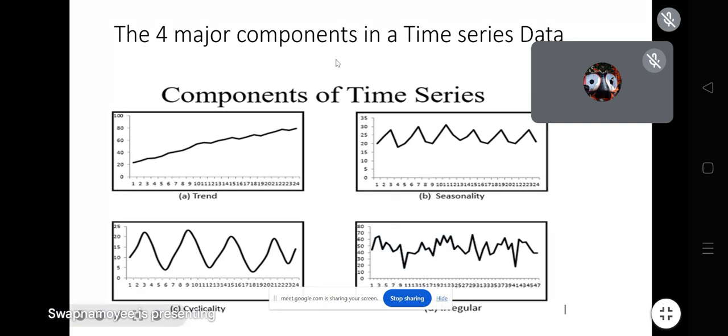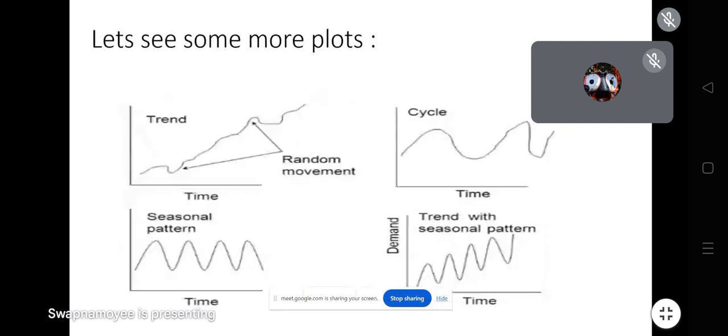And the last component, after removing your trend, seasonality, and cyclical movement, is the randomness, which is your error term. That means after you have taken all the factors into consideration, if any errors are there which you have omitted, that is included in your random factor.